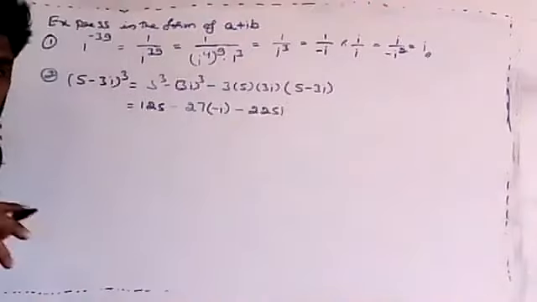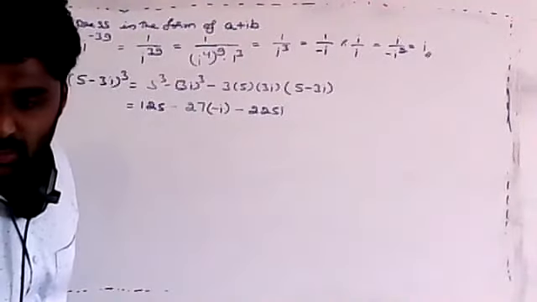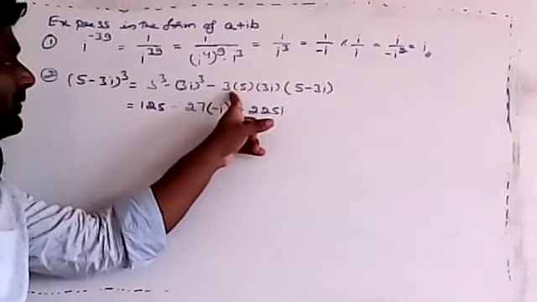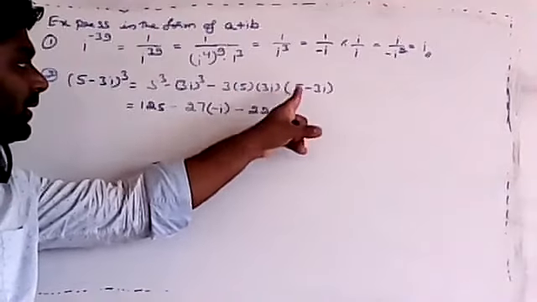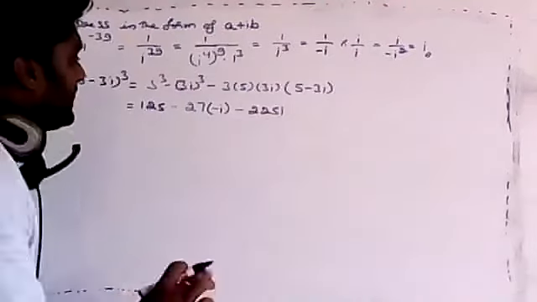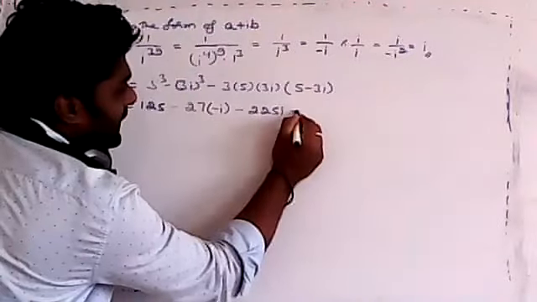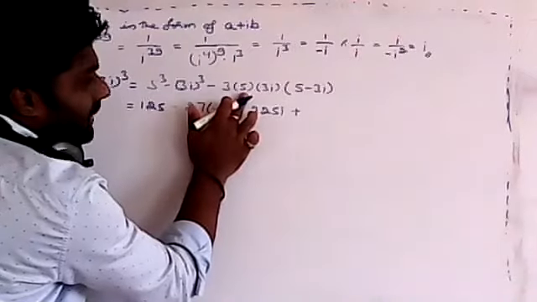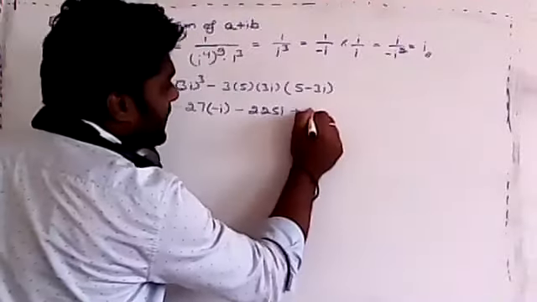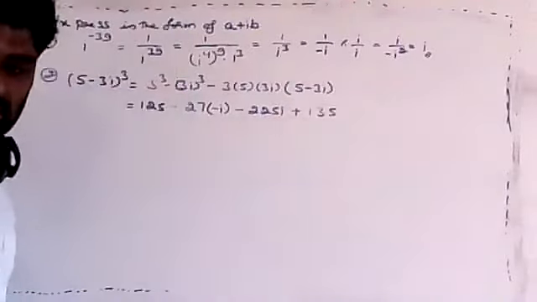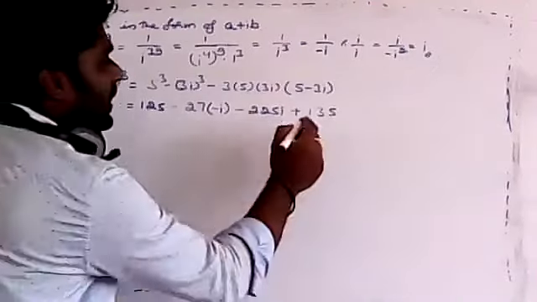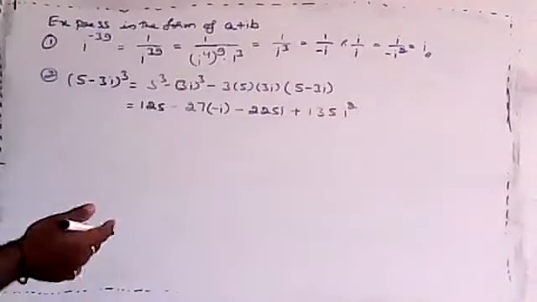Just check whether it is 225i. 5 3s are 15. 15 3s are 45. 45 into 5. Yes, 225i. And next, see, minus into minus is plus. Now go for it. 3 5s are 15. 15 5s are 45. 45 3s are 135. Correct? And check here, i into i is what? i square. I'm writing that in the next step.